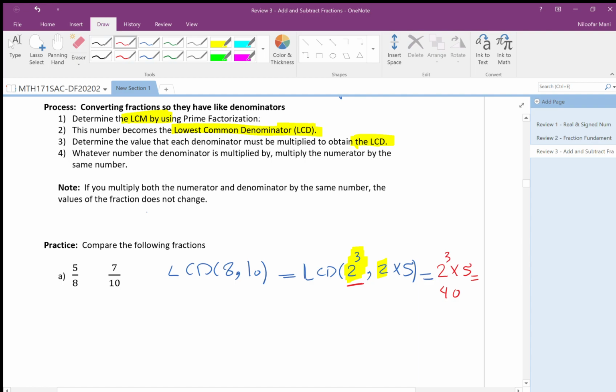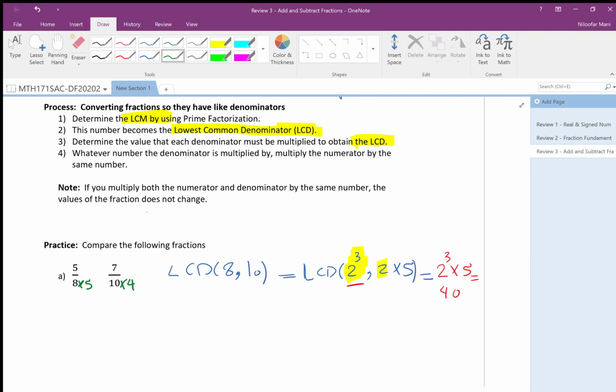So how can I change 8 to 40? I don't want to see 8 and 10. I want to see 40 for both denominators. So I multiply this one by 5 and I multiply this one by 4. I want to have the same denominators. Then I have like fractions, and then I can compare them because they are like each other.